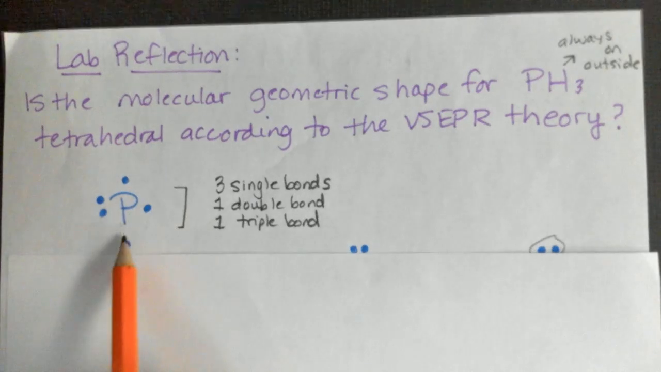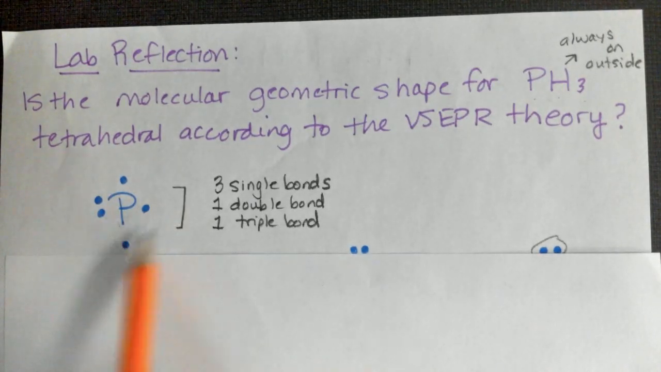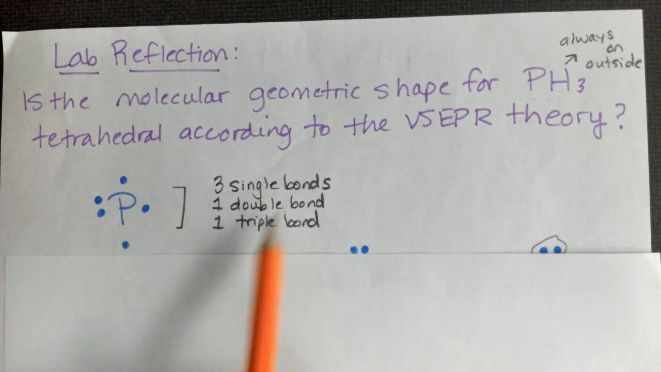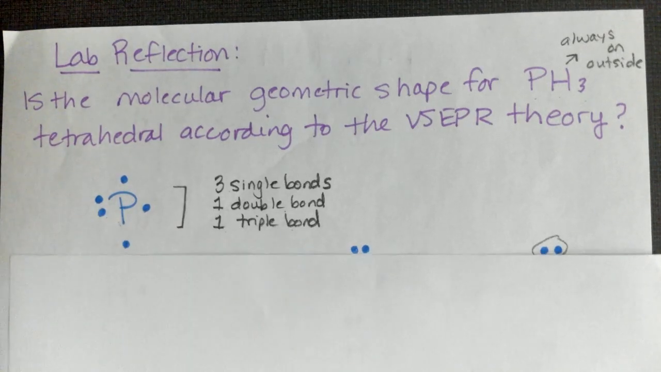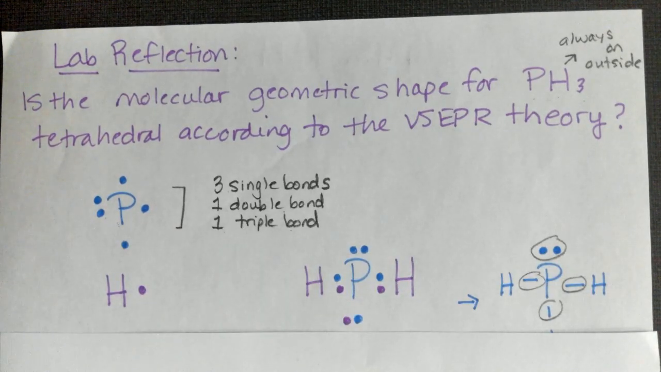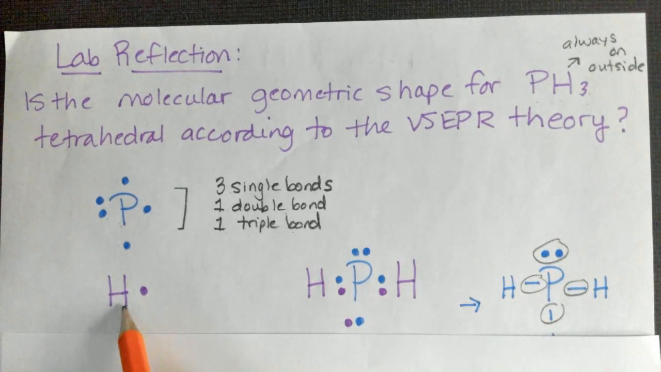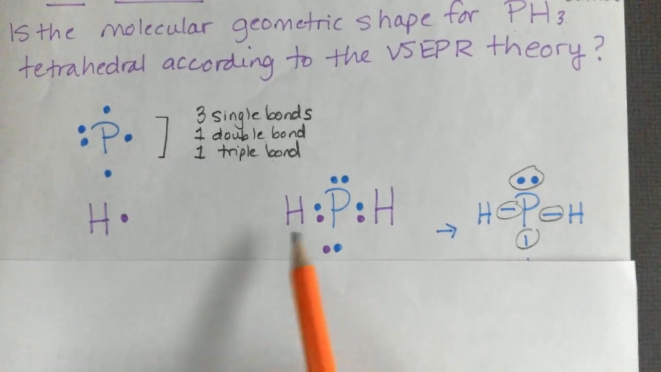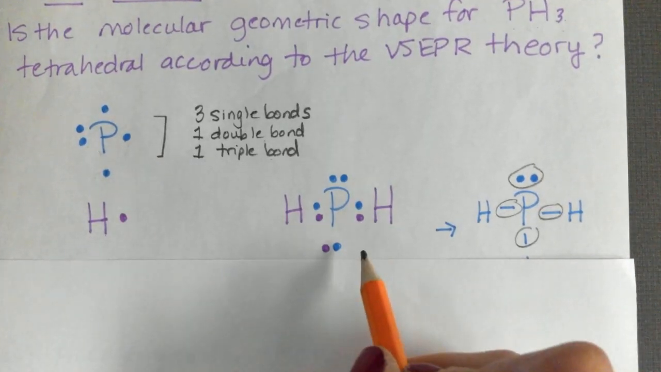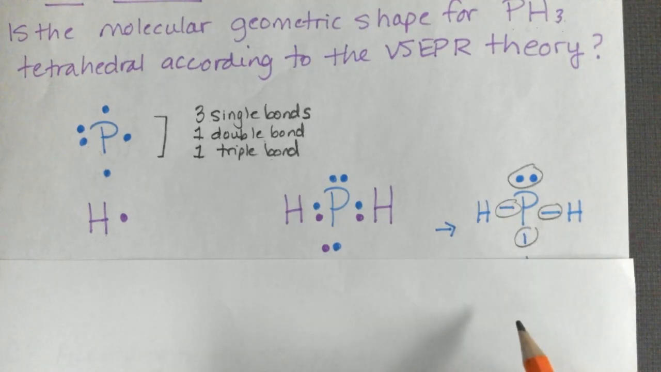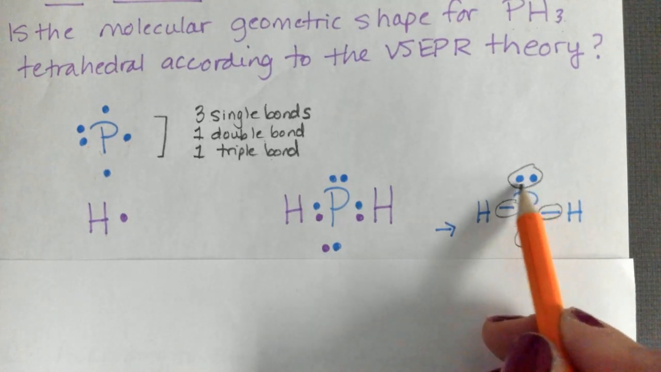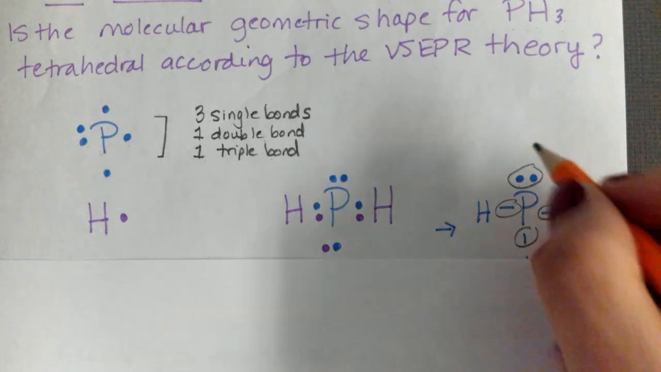So when I draw my 5 valence electrons, I can see phosphorus can make 3 single bonds, 1 double bond, or 1 triple bond. When I draw my Lewis structure for hydrogen, I only have 1 valence electron. So we can see that the hydrogen can fit nicely right there, and because we have 3 of them, we're just going to place these hydrogens right there on the outside of our phosphorus. So when I build my molecule, I am making 3 single bonds with hydrogen, and then I need to put that remaining lone pair on my phosphorus.